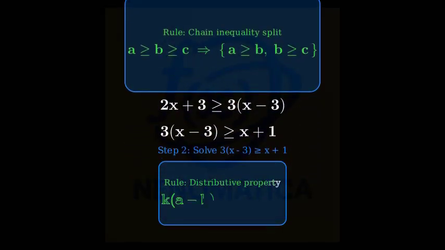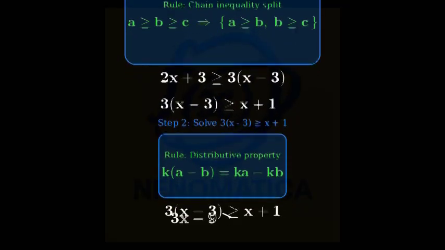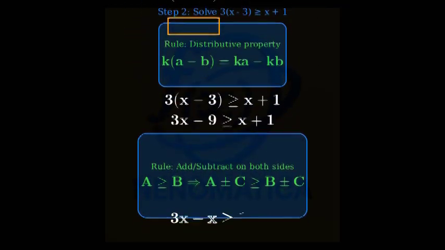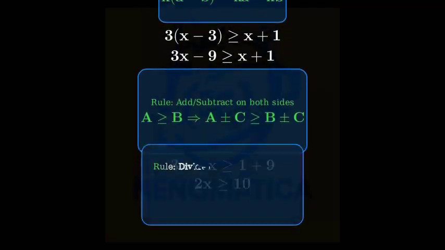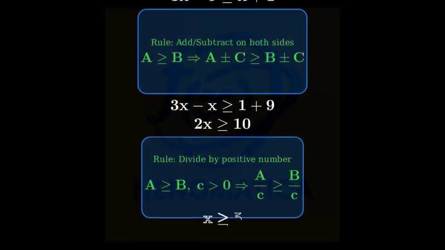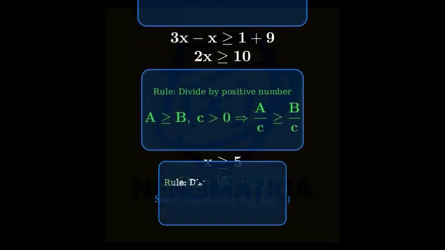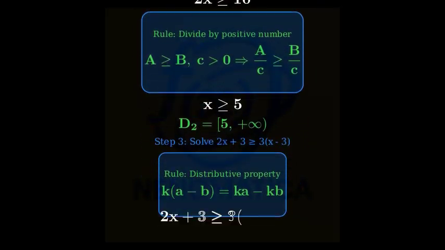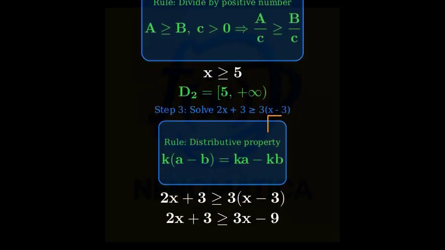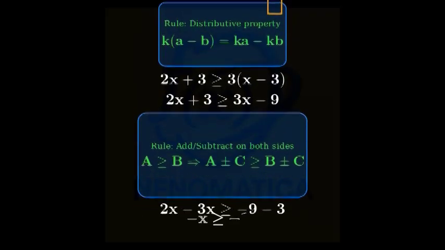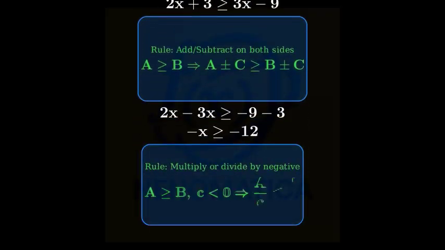First distribute the 3. Then collect like terms to isolate x and solve. This gives x greater than or equal to 5. Now solve the left inequality. Distribute the 3 on the right, then bring variables to one side and constants to the other. When multiplying or dividing by -1, flip the inequality sign. We obtain x less than or equal to 12.